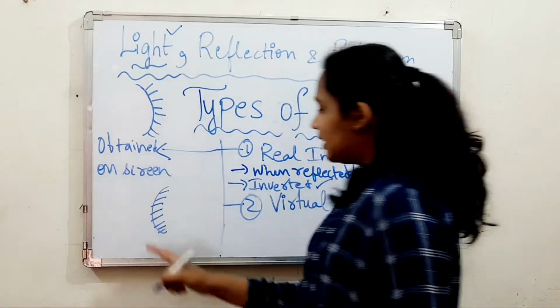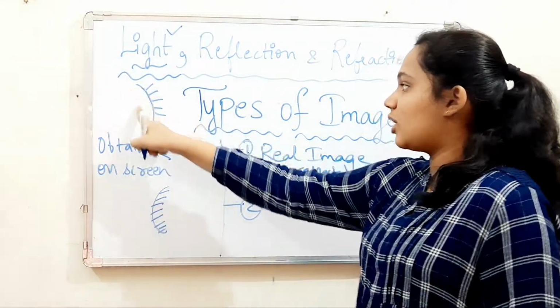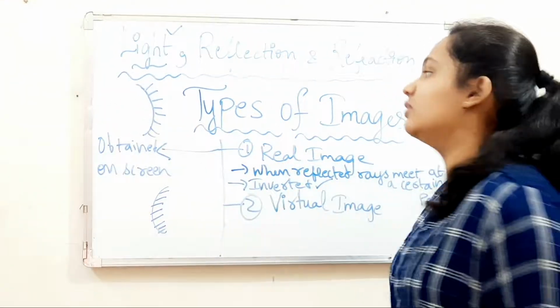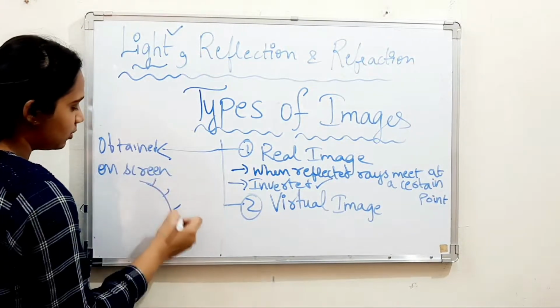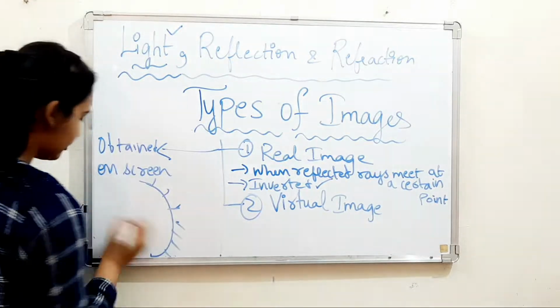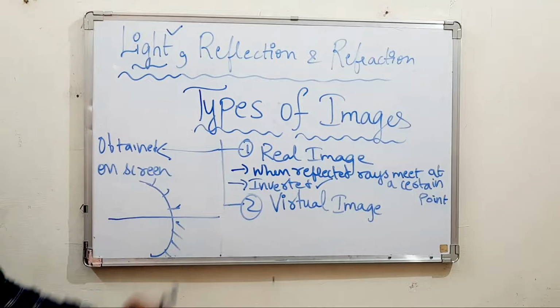In convex the reflecting surface is bulged outwards, whereas in concave the reflecting surface is bulged inwards. So this is the concave mirror. So this is the polished surface. Before we start doing this, it's very important to draw the principal axis. This is the principal axis.